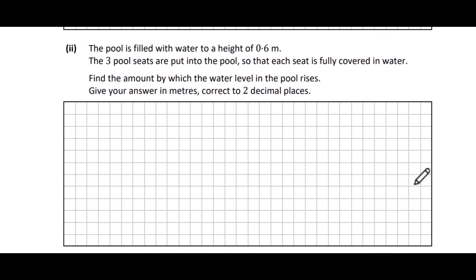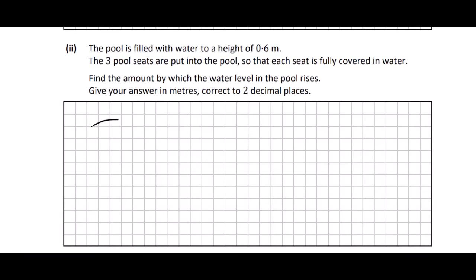Next one, the pool is filled with water to a height of 0.6 meters. The 3 pool seats are put into the pool so that each seat is fully covered with water. Find the amount by which the water level in the pool rises. Give your answer in meters correct to 2 decimal places.